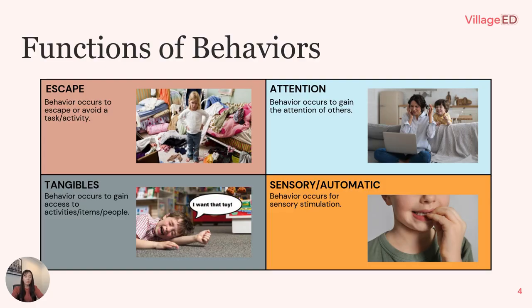And fourth, lastly, we have sensory automatic. Some behaviors simply happen because they feel good or meet some kind of internal need for sensory stimulation. So some examples of this can be hand flapping, spinning, pacing back and forth, even nail biting, hair twirling. These are all examples of automatic sensory behaviors. And now that we discussed the functions of behaviors, let's introduce ABC contingencies because they'll all come together.